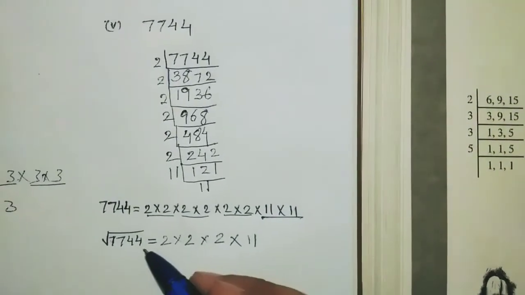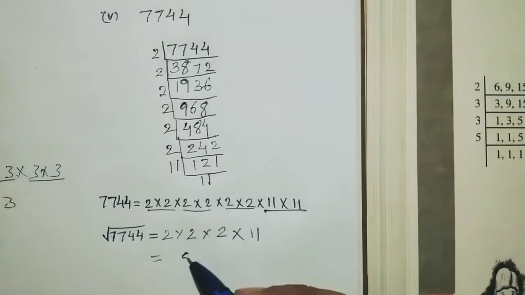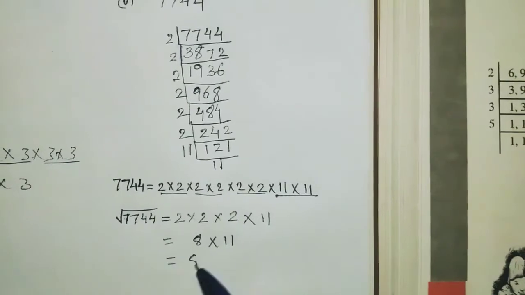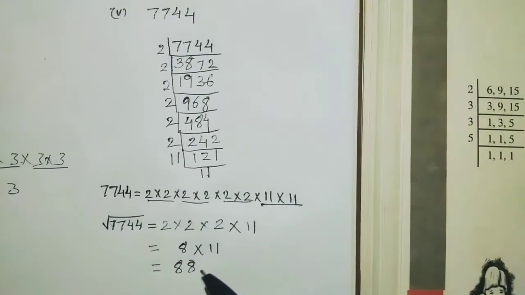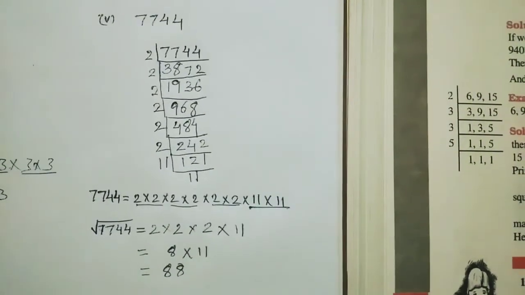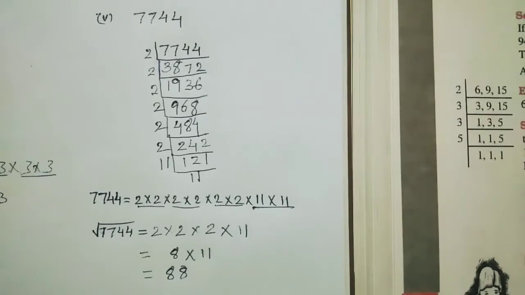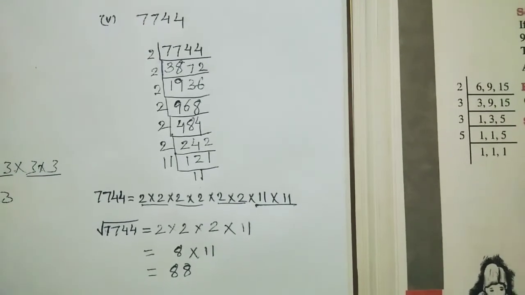Now the square root of 7744 will be what? You have to multiply all. So 2 into 2 into 2 is 8, 8 into 11 is 88. Okay, so therefore the square root of 7744 is 88. Understood? So in this way, patiently, nicely you have to divide the numbers, and then make the pairing. So this is the way of doing the prime factorization.